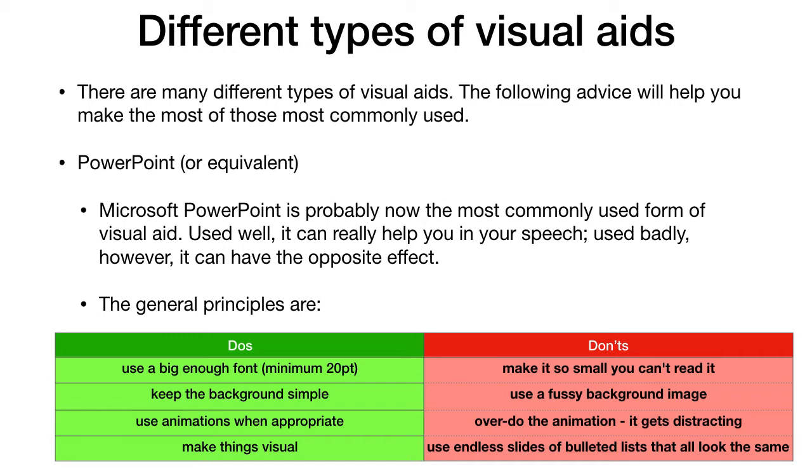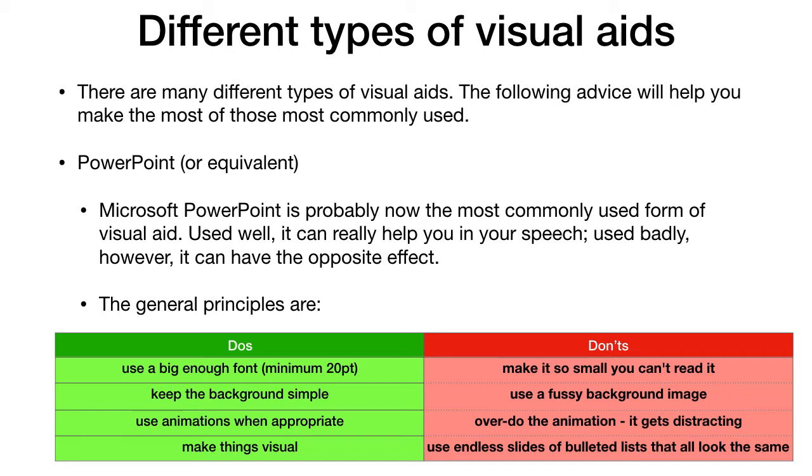Okay, for the do's, use a big enough font, minimum 20 points. But don't make it so small you can't read it. The audience cannot read it too. Okay, minimum suitable font size is 20 points. Okay, then keep the background simple. Simple is the key for designing your visual aids. Just make it simple. Don't use a fuzzy background image.